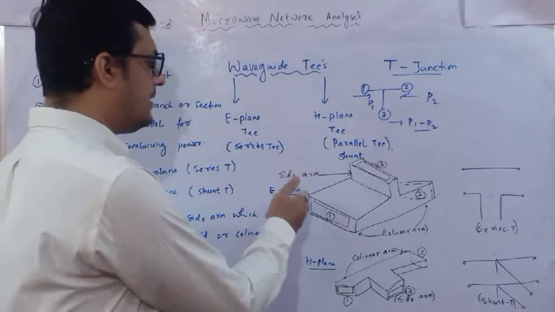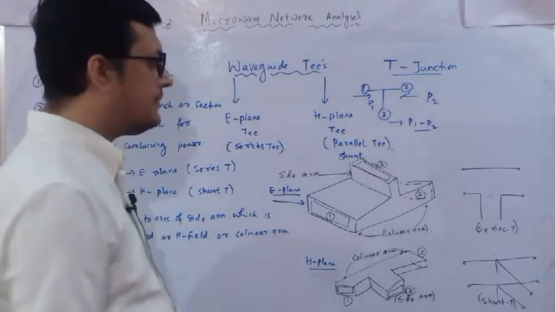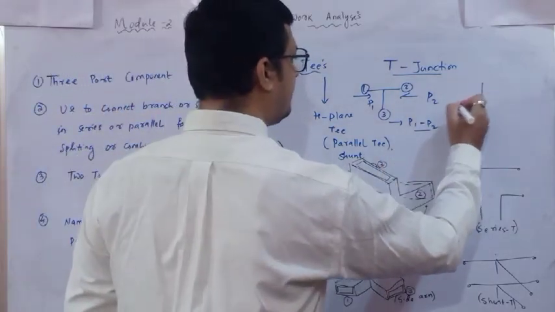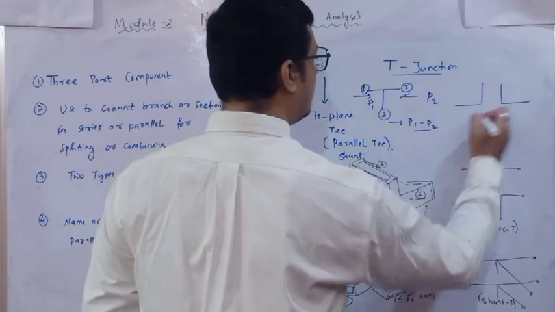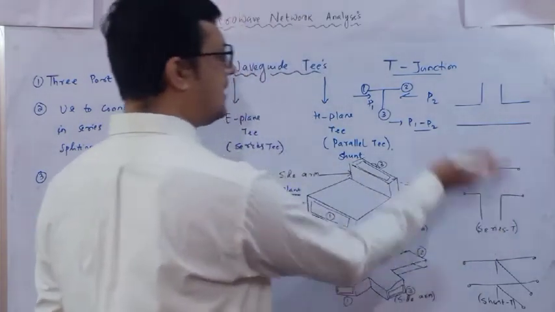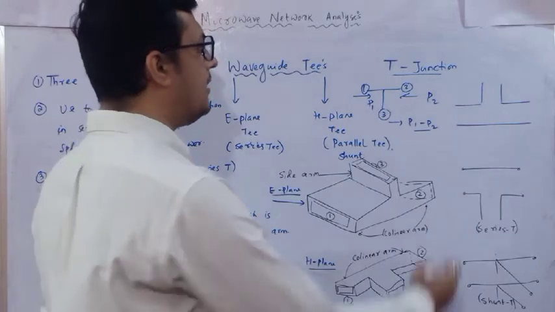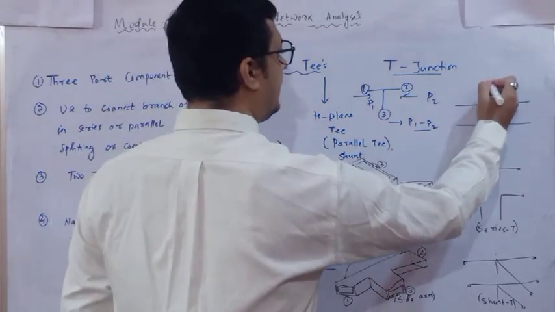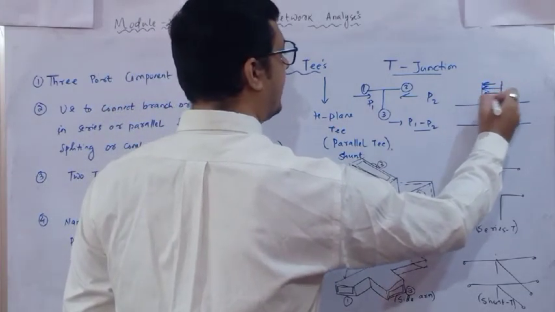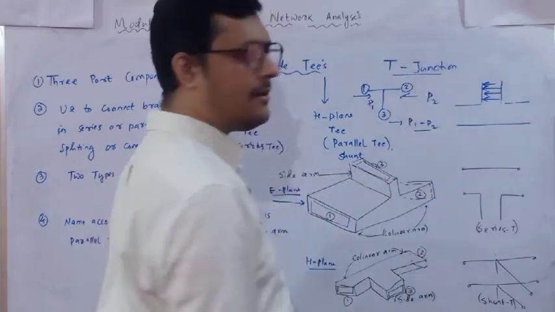As you can see, if I draw this E network, let me draw it like this. This is my series, I just have to take it upward. Now here the electric fields are moving like this, along the side arm. This is the side arm.